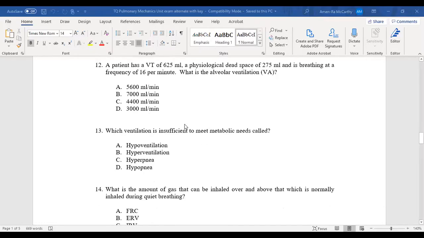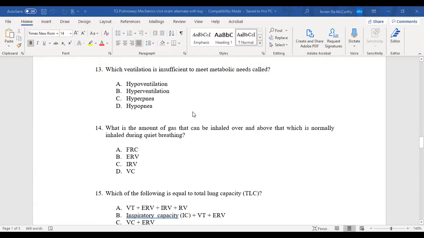All right. 13. Which ventilation is insufficient to meet metabolic needs? Which one of those is insufficient? Good, Miss Rose. Kayla, look at it again. Miss Scott, look at it again. Good, Barbara. Miss Thomas, look at it again.